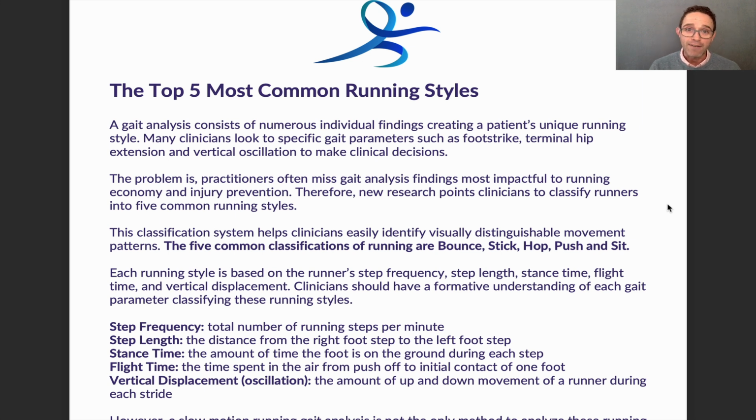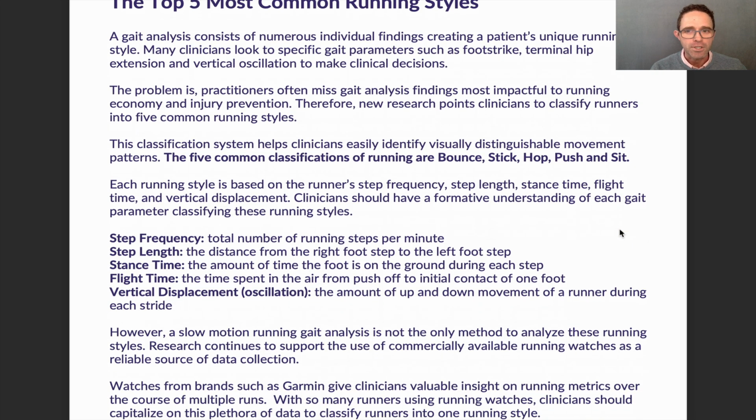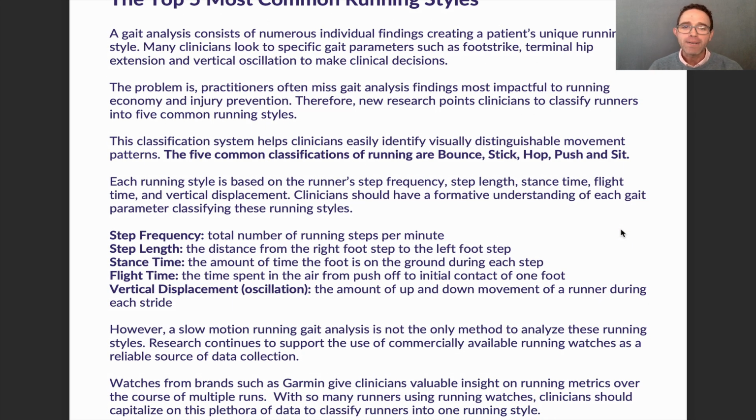So let me tell you about these 5 common running styles. They include bounce, stick, hop, push, and sit running. And these are basically ways that we can easily identify distinguishable movement patterns. And it's a good way to be able to distinguish runners that run with a specific style, because then we can calculate that and put that into our clinical decision making and help improve their outcomes. So each of these styles is based off a runner's step frequency, step length, stance time, flight time, and vertical displacement.